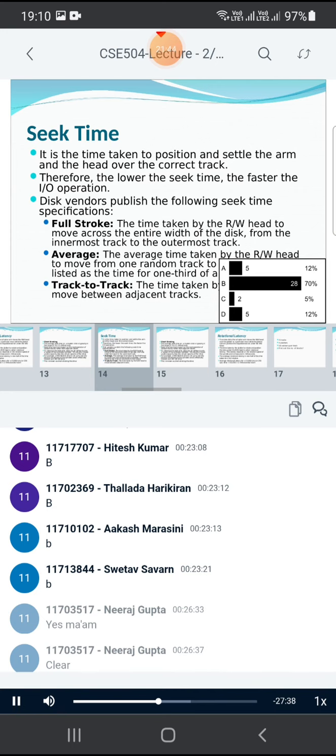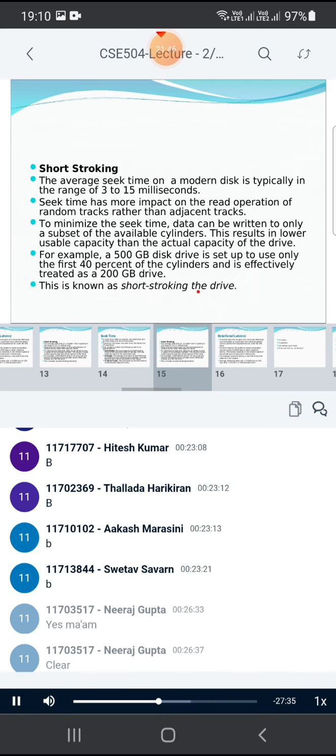With respect to this, we have a concept of short stroking, and in short stroking, we reduce the usable capacity of the disc. How do we reduce the usable capacity? Instead of using all the tracks on the surface of the platter, we are just going to use a subset of tracks. Like here we have considered one example where only 40% of the tracks are being used. Suppose there are 100 tracks on your platter, but we will just be using the outermost 40 tracks for storing the data.